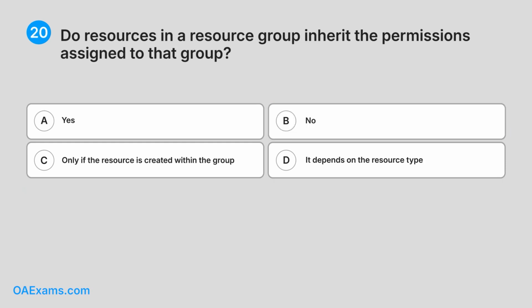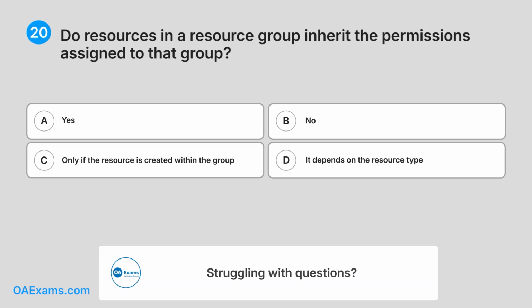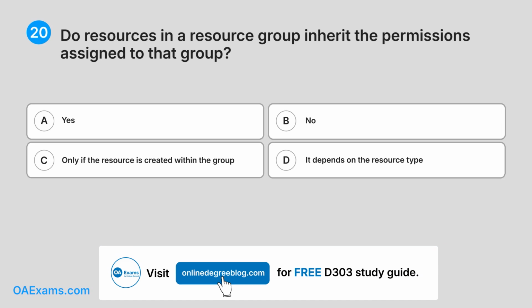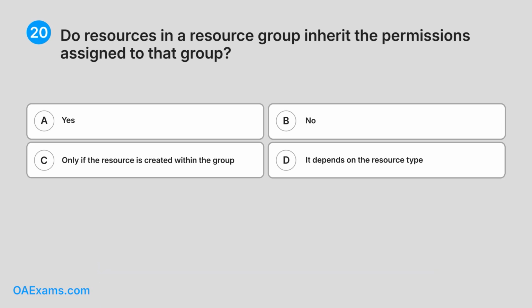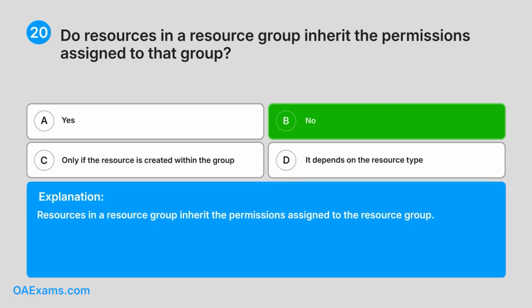20. Do resources in a resource group inherit the permissions assigned to that group? A. Yes. B. No. C. Only if the resource is created within the group. D. It depends on the resource type. Do you know the answer? Correct answer: A. Explanation: Resources in a resource group inherit the permissions assigned to the resource group.